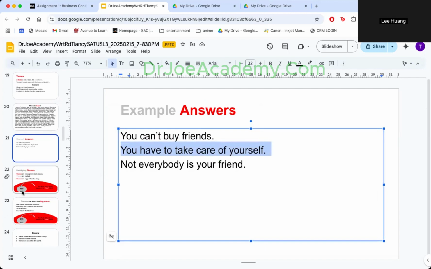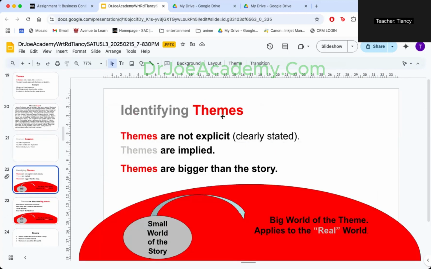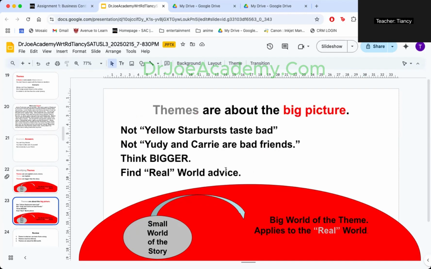Yes. Okay. Identifying themes: they are basically not explicitly stated, which means clearly stated. They're implied. Themes are bigger than the story. And going on from that, themes are about the big picture, not about the candy. It's like real world advice. You can take this advice and apply it anywhere in your own life as well. Even though this is about Starburst, you can apply it to anything.